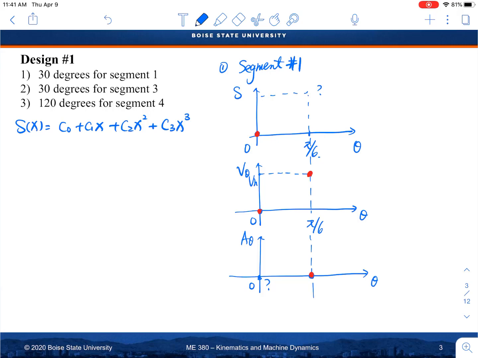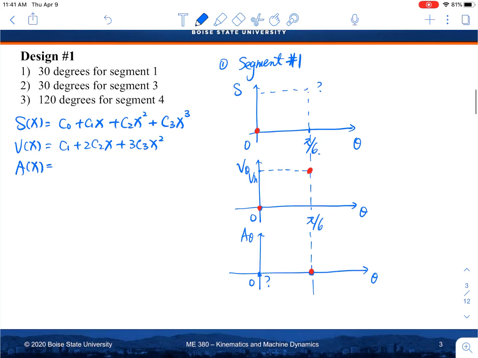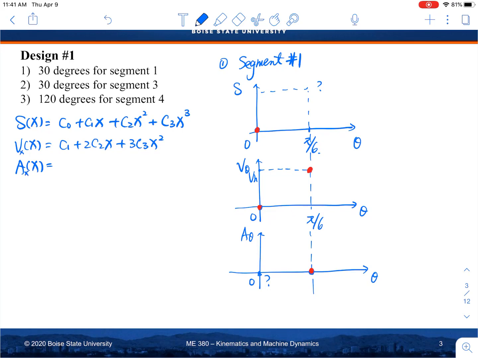So your Sx is here. Your Vx is C1 plus 2C2x plus 3C3x squared. Your Ax is, let's put a small x as a subscript for v and a, so we know that these v and a are functions of x. So that's 2C2 plus 6C3x. Okay.